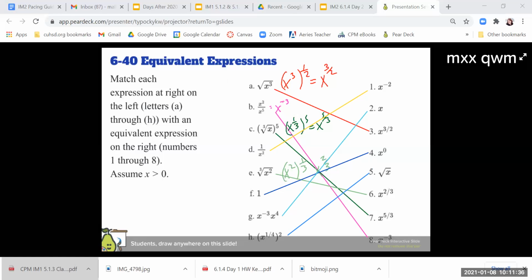So there they are, all of the lines. Yay. All right. So this is it for today. The next slide is your closure slide, so you can go back and be able to describe the relationship between a fraction exponent and a radical notation, the square roots and cube roots and how they connect. And then the homework is on the last slide.